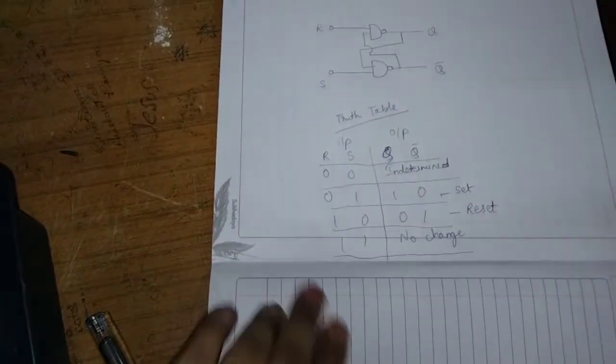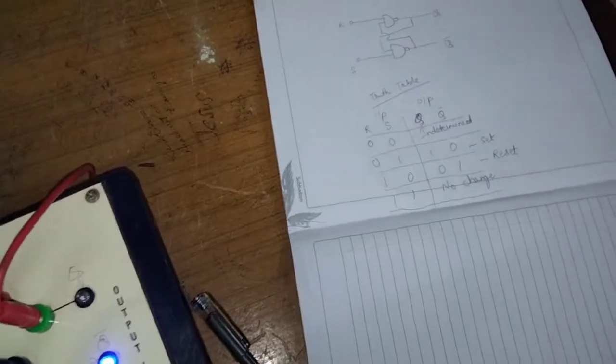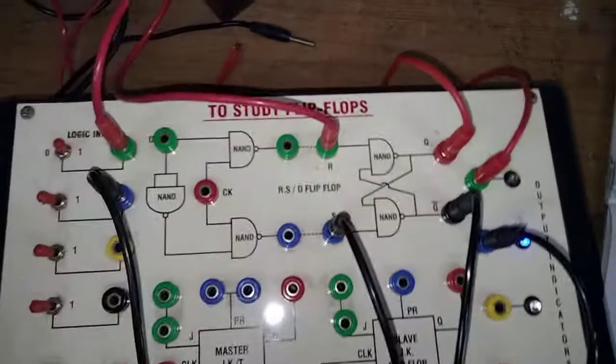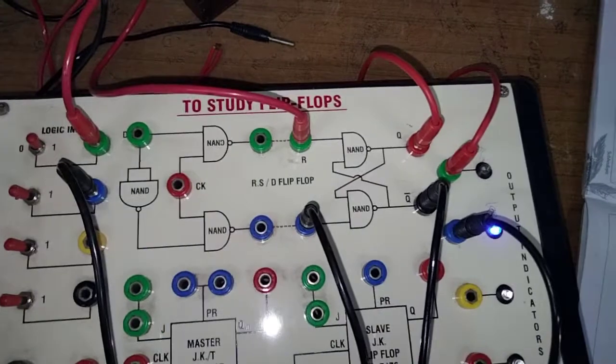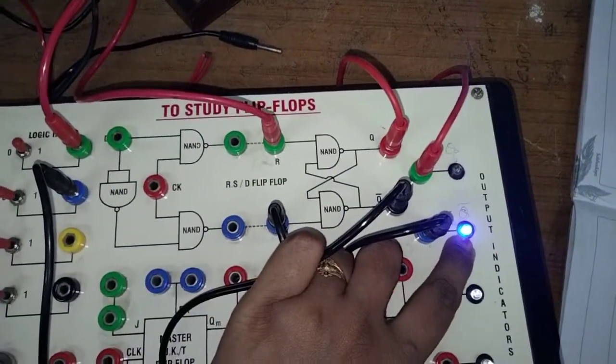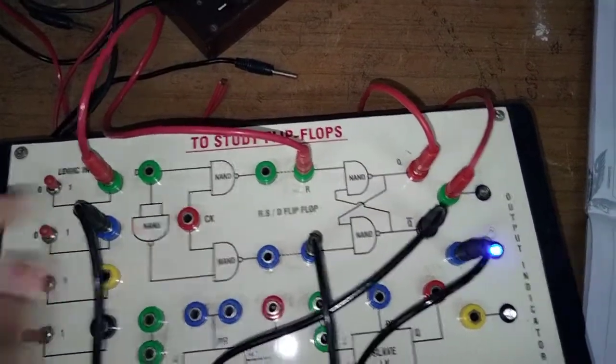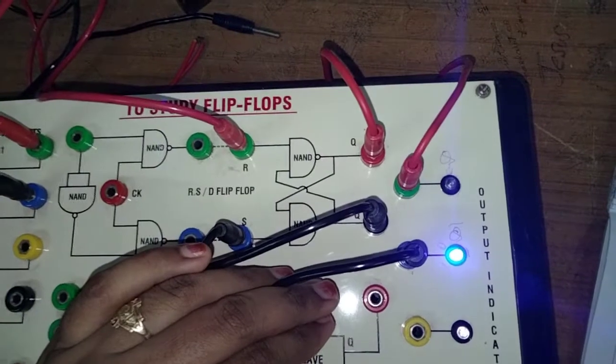Now, it is written that when both inputs are high, there is no change. So what does it mean? Suppose right now we are in the reset condition, that is R equals 1, S equals 0. We are getting Q bar equals 1 and Q equals 0. Now if I make both inputs 1, we will get the same output as the previous.